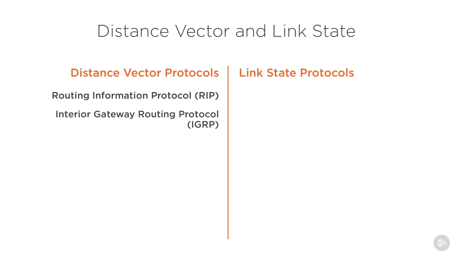Another one we have here is Interior Gateway Routing Protocol, IGRP. Now, this is a legacy protocol from Cisco. It was retired probably more than 10 years ago now, and we just don't use it. What we use now is Enhanced Interior Gateway Routing Protocol, EIGRP, which is technically considered a distance vector protocol. However, it behaves very similarly to a link state protocol.